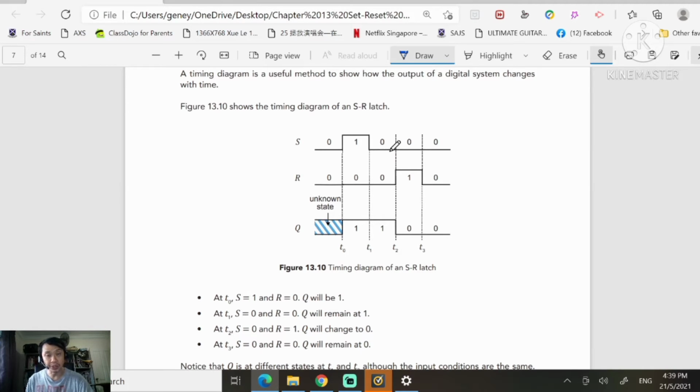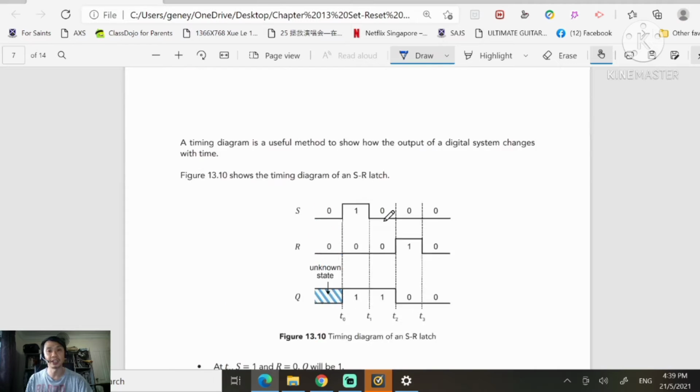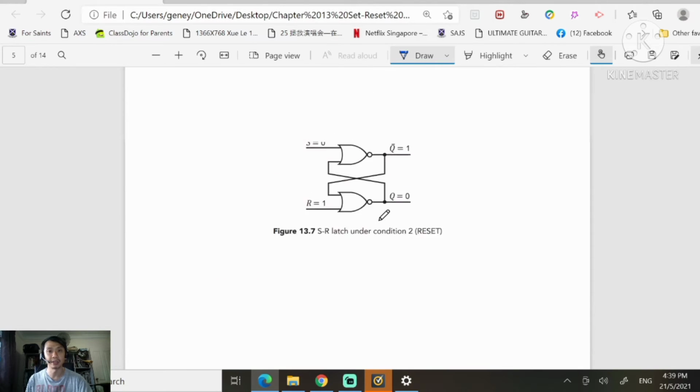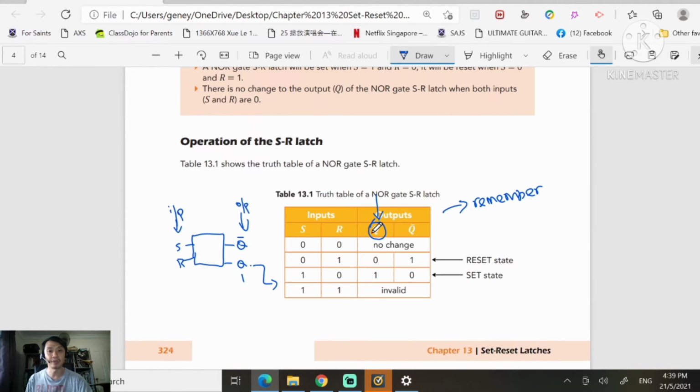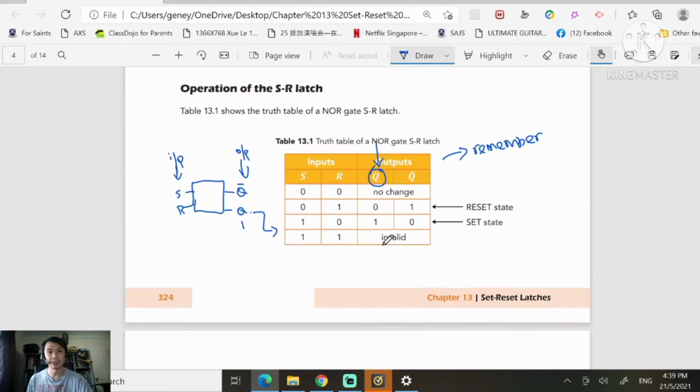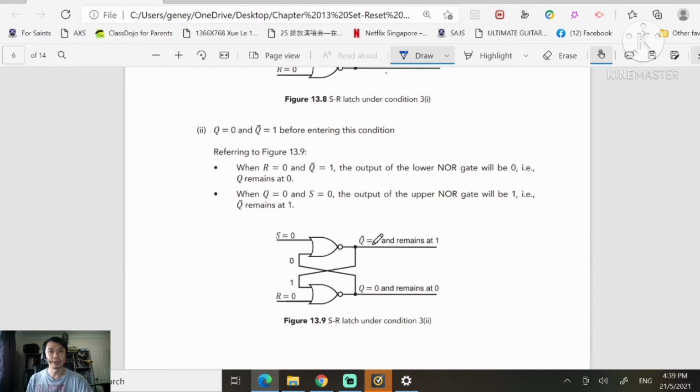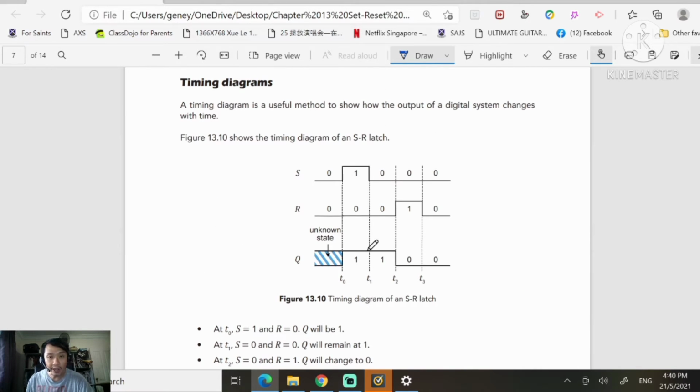Now this value drops to 0. So there's a drop here. There's a change in the input signal. You'll usually be thinking, oh, there's a change in the input, there should be a change in the output, but not in this case, because 0, 0 means that the previous signal does not change. Let me bring you back up again. 0, 0 does not change the output. So if it was 1, it stays at 1.